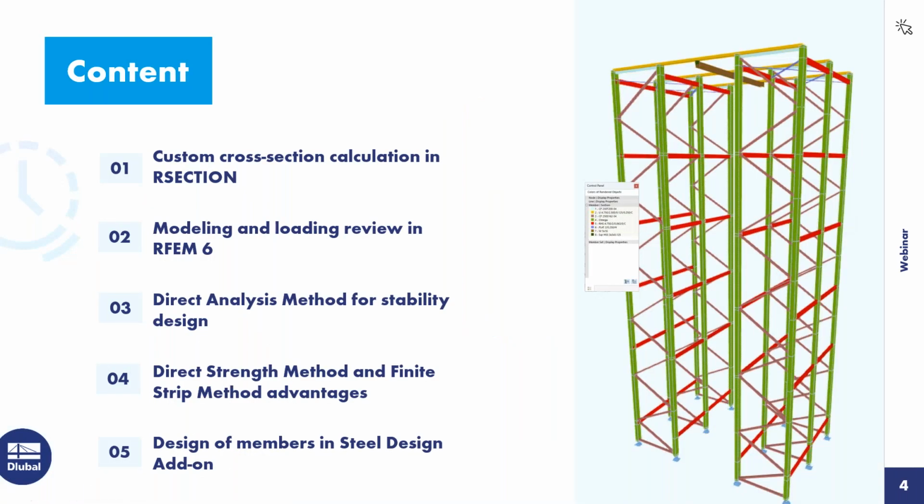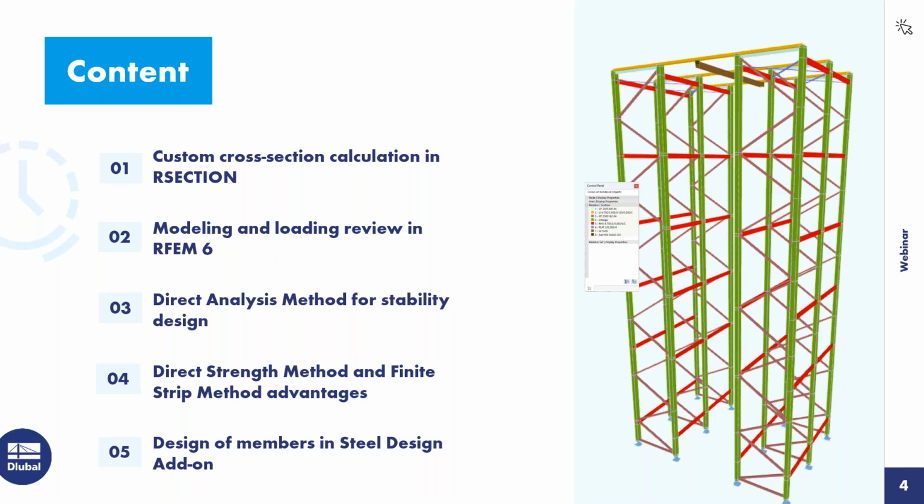So regarding the content over the next hour today, we will begin in our standalone program RSECTION that will allow us to calculate the cross-section properties for a custom cold form steel section that will soon integrate into RFEM 6. Then we'll move on to our example as we see over here on the right-hand side with a racking structure to review the modeling and loading.